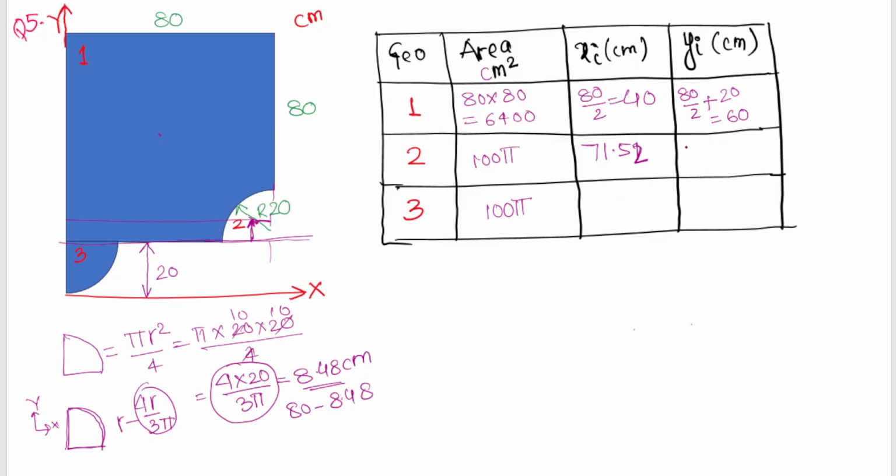So my location will be 8.48 plus the gap between these two axes, which is 20 centimeters. So 20 plus 8.48 means 28.48. And then x3. x3 means this location. Now this geometry is in contact with the flat side, is in contact with the left reference axis. Hence the location will always be 4r by 3 pi, which we have already found out, 8.48.